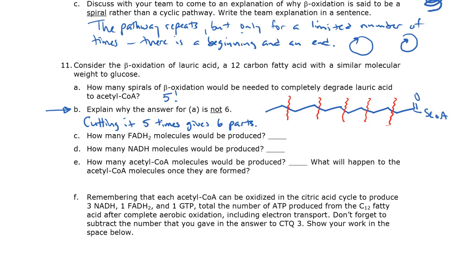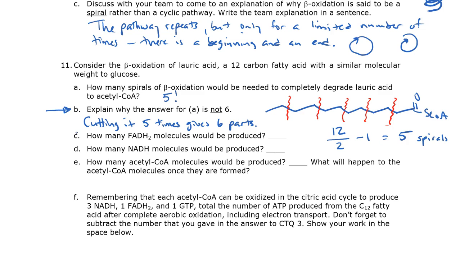So if you put that into a formula, then you could say, okay, well, it was 12 carbons divided by 2, but subtract 1 because the very last time you don't have to cut it again. So 6 minus 1 is 5. And you can do that for any number of carbons. So if you started with 18, then it would be 18 over 2 minus 1, which would be 9 minus 1, which would be 8. So you can figure this out. So 5, and we're going to call those spirals, right? Not cycles.